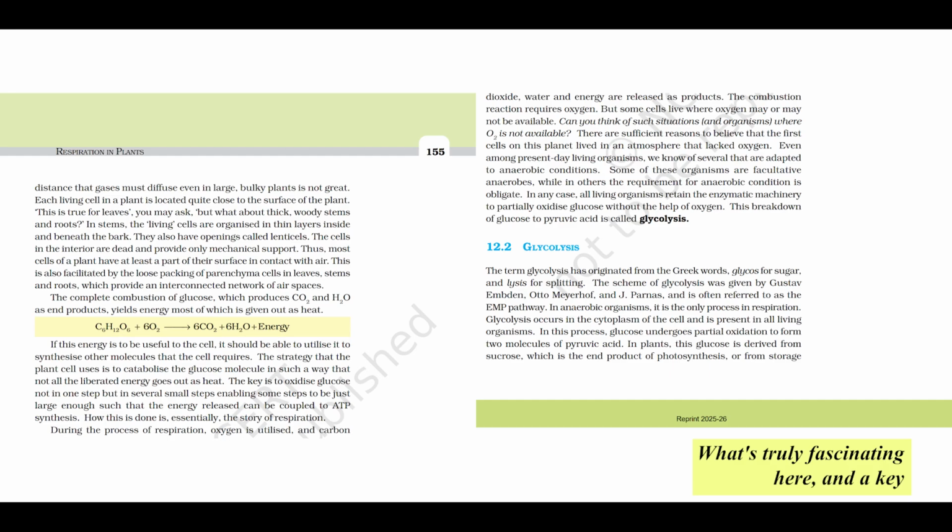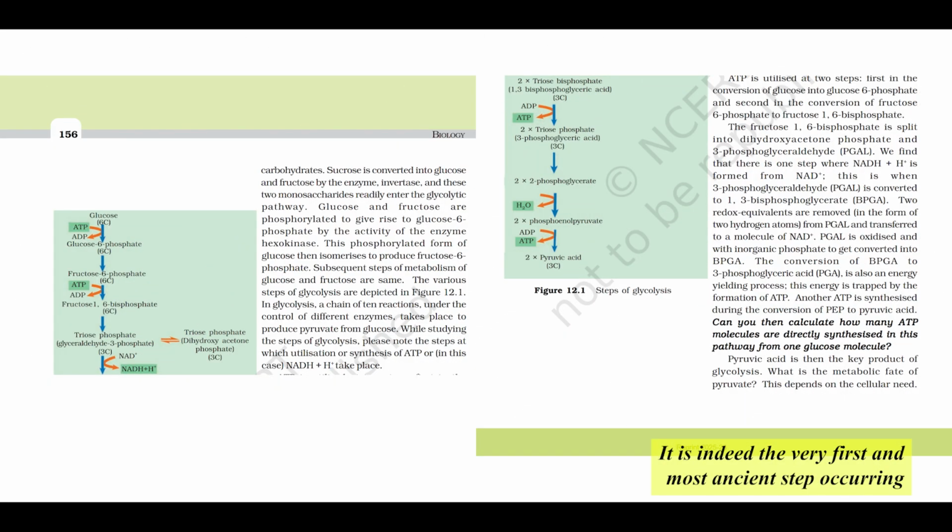What's truly fascinating here, and a key conceptual point often tested in NEET, is that all living organisms, regardless of their oxygen requirement, have retained the fundamental enzymatic machinery to partially oxidize glucose without the help of oxygen. This initial breakdown of glucose to pyruvic acid, a pathway common to both aerobic and anaerobic processes, is universally called glycolysis. It is indeed the very first and most ancient step occurring in all organisms, a testament to its evolutionary significance.